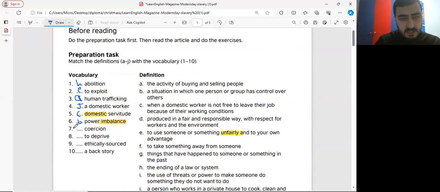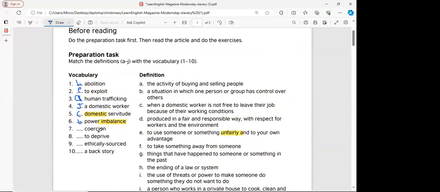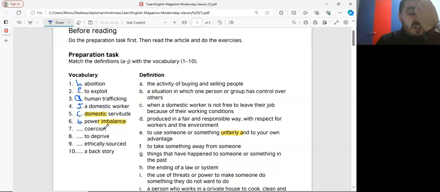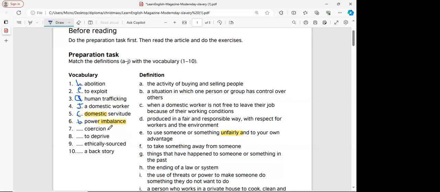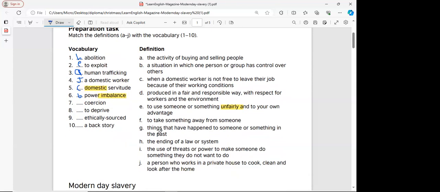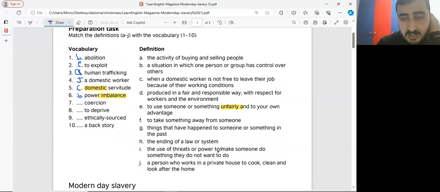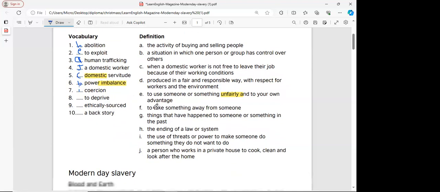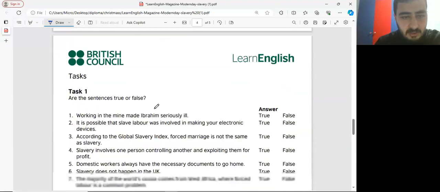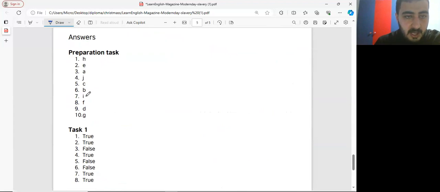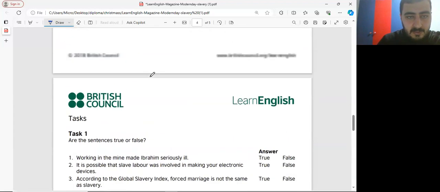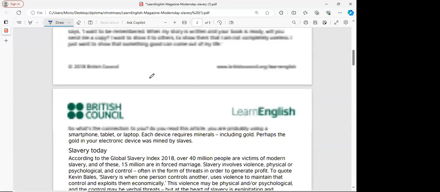Okay, and 7. Coercion. Coercion is to force someone to work. To force a person to work. I think I. The use of threat, yes. To make someone, exactly, yes. But let's make sure, since we said exactly. So that is correct.